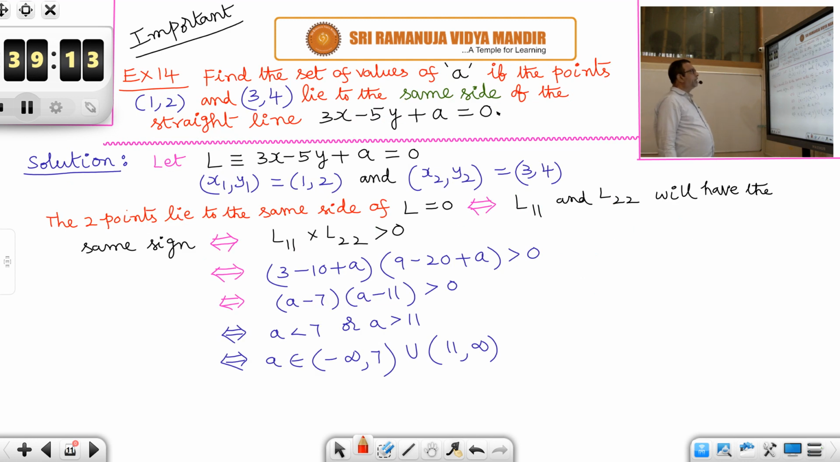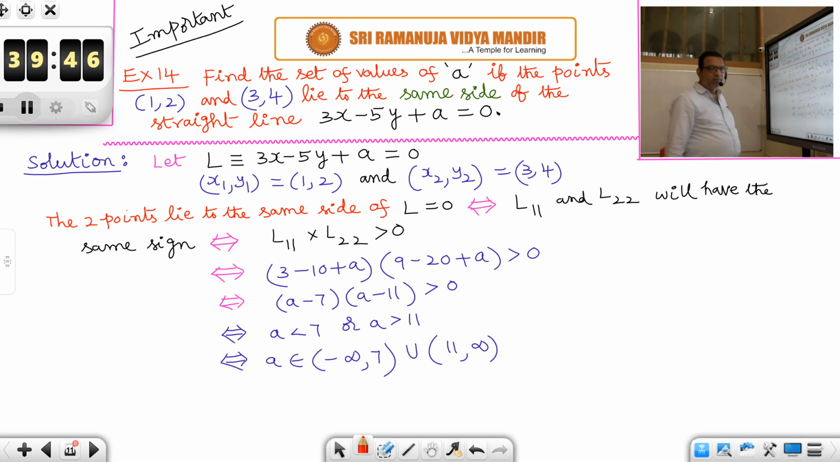Here I have written important. Okay, example number 14. Find the set of values of A if the points (1, 2) and (3, 4) lie on the same side of the straight line 3x - 5y + A = 0. A is unknown, but what should be the value of A so that the 2 points (1, 2) and (3, 4) are on the same side of the line, not on the opposite sides but on the same side.